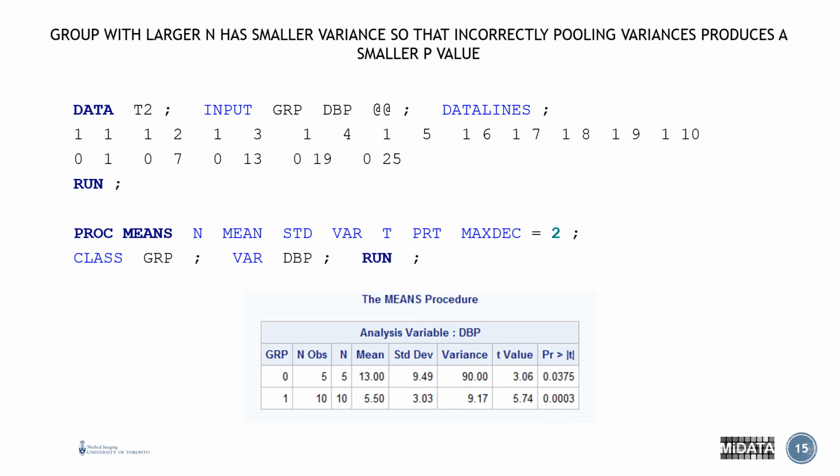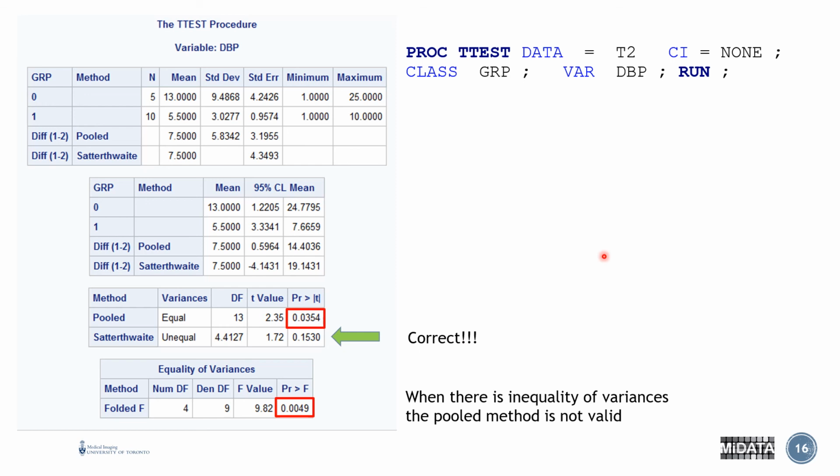Wow. Once again, we perform the t-test. No big surprise here in the code, but when we look at the p-values, the pooled variance gives you statistical significance. However, when you look at the Satterthwaite method, it's not significant. And if you look at the equality of variances, it's saying the variances are not equal, because the p-value is significant here, meaning that you reject the null hypothesis of equality between the variances.